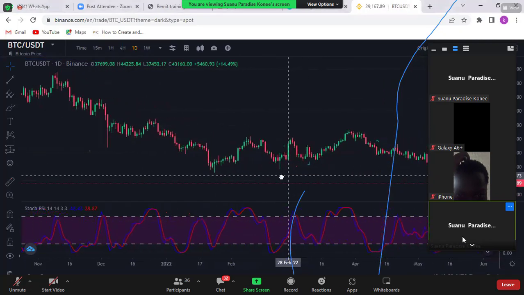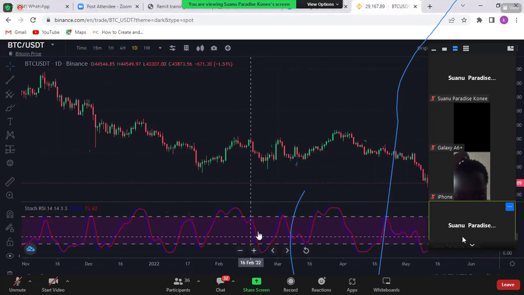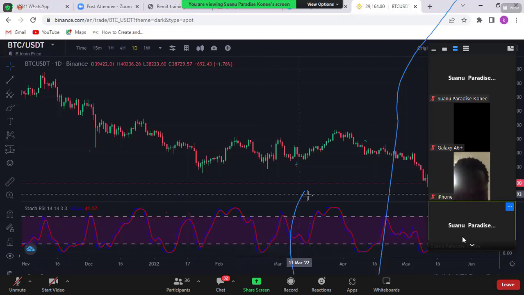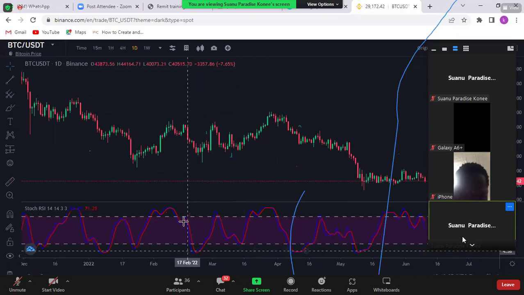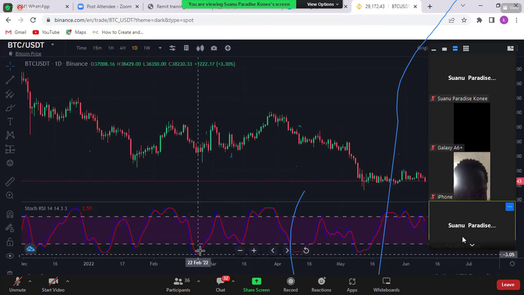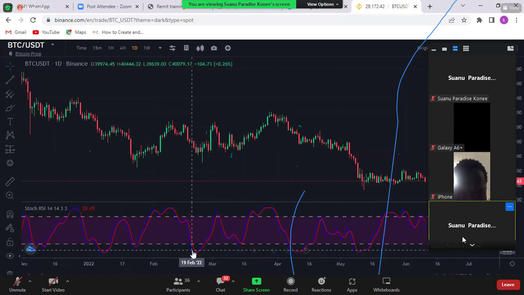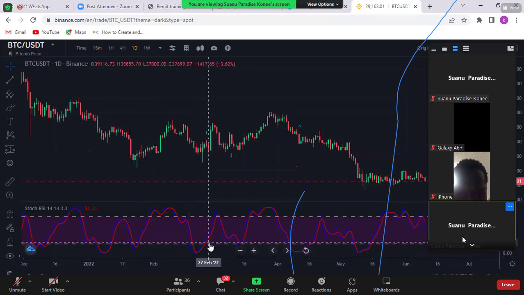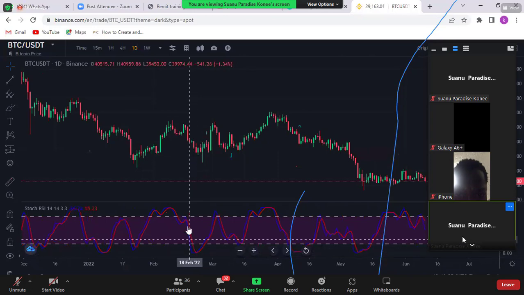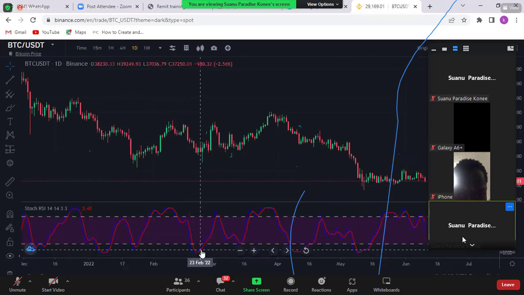Now let's come over here. Remember, right here is called the oversold region. And what happens in the oversold region? Sellers have been selling, they've been selling and they are tired. So at this region, if the red line crosses the blue line, what will happen? It means sellers have been selling and buyers want to come into the market.